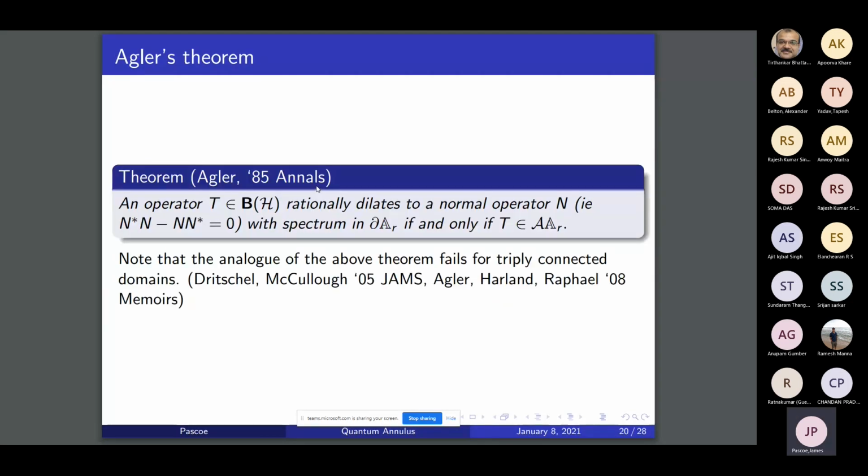Okay, so I should note that the analog of Agler's theorem, saying that operators which have the annulus as a spectral set have boundary dilations, fails for triply connected domains. That was proven by Dritschel and McCullough, and around the same time by Agler, Harland, and Raphael in Memoirs. So this was a shocking result in the sense that it fails for domains that have more holes. And there are some deep geometric reasons for this, which are interesting.